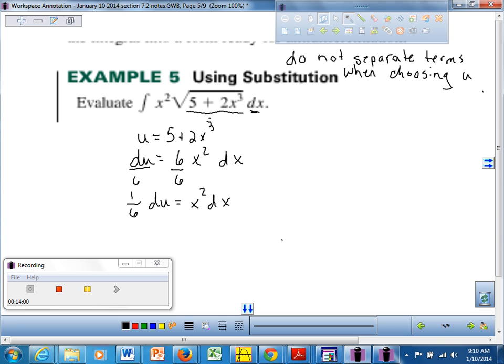Now can I replace everything that I have in x's with u? Yeah. I'm going to replace this with u, so I'll have the square root of u, and I'm going to replace x squared dx with 1/6 du. So let's rewrite. Are you going to put the 6 in front of the integral? I am, in front of the integral. I'll always pull that constant up. 1/6 the integral of square root of u du.